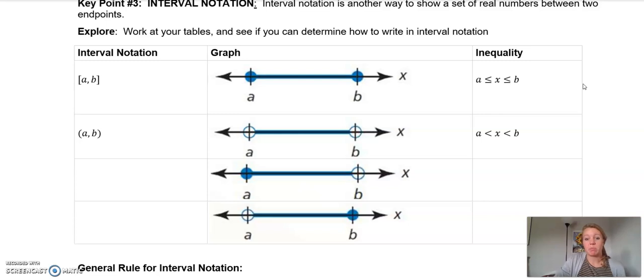So go ahead and, if you want, pause this video and see if you notice any patterns between the interval notation, the graph, and the inequality. See if you can figure it out first, because that way you're going to actually remember it better.